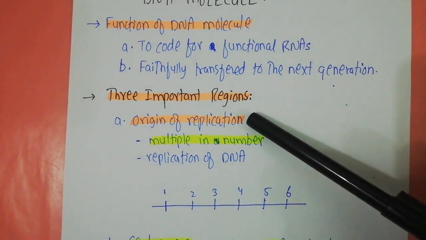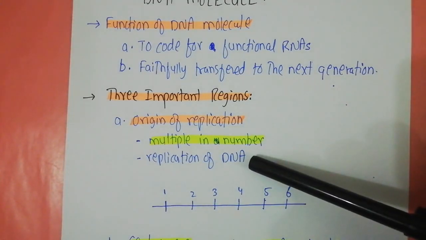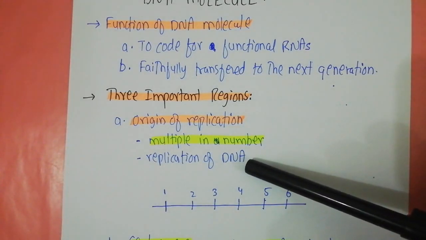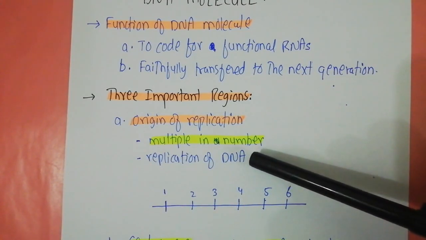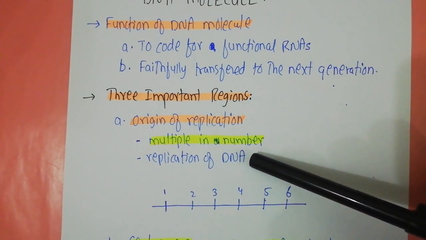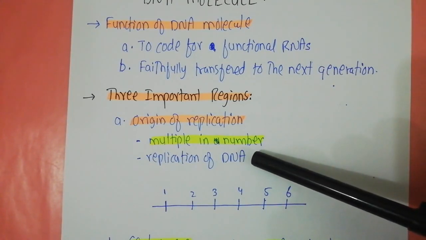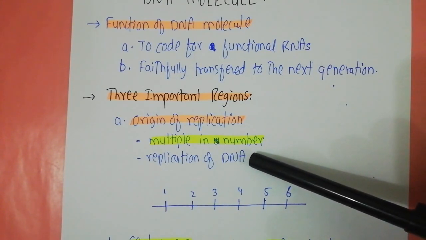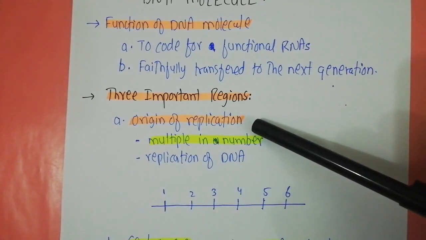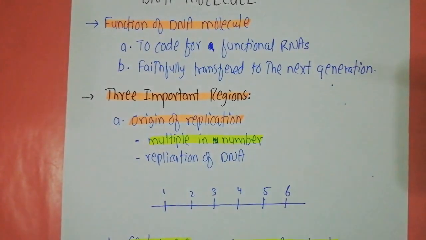As I've told you, these origins of replication are responsible for the replication of the DNA, or you can say these are the regions of the DNA from where the replication starts. So the first important region that should be present in the DNA molecule, if the DNA has to work as a heredity molecule, is the origin of replication.